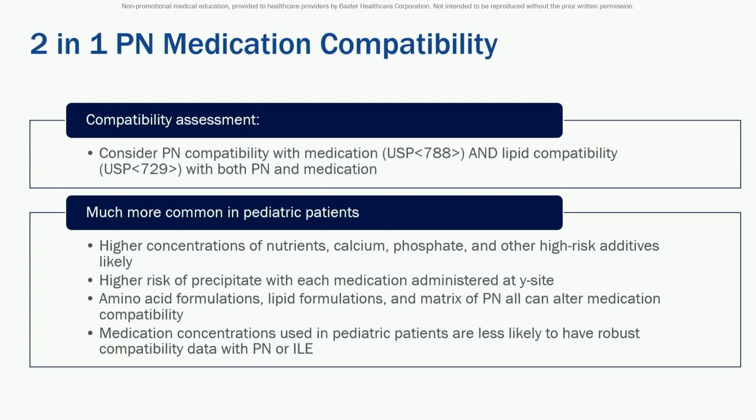In terms of 2-in-1 medication compatibility, so then you're looking at both running your PN and meds with 788 and looking at the 729 information for IV lipid emulsions and your medications. This is much more common, at least in my practice, and we have higher concentrations of nutrients, electrolytes, all sorts of things that kind of dictate that need. We have a higher risk of precipitation with every single medication that we add to that Y-site. So you have to really think through what that looks like for your patient.